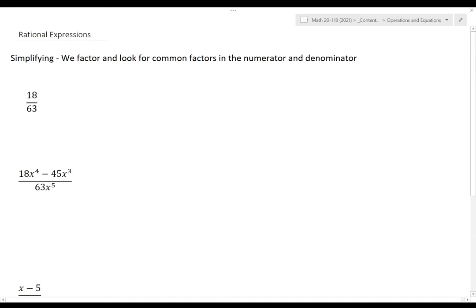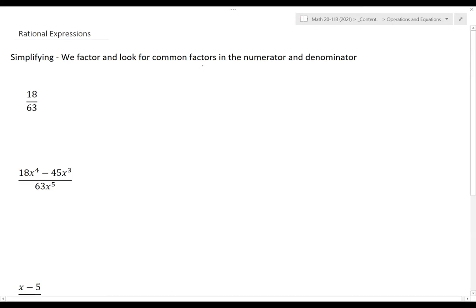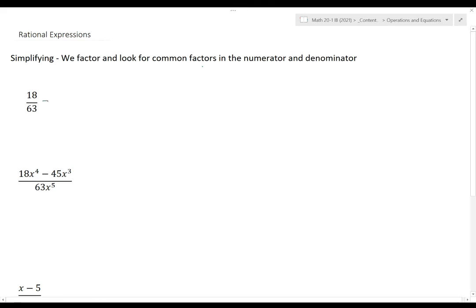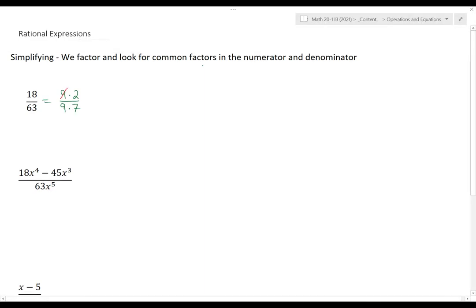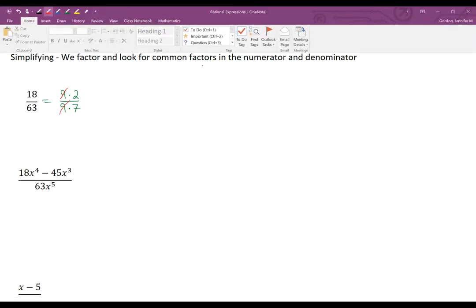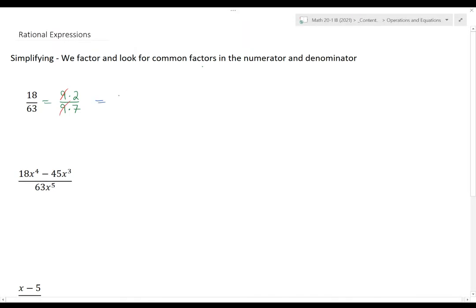Hi everyone. In this video, we're going to look at rational expressions, simplifying and the idea of equivalent rational expressions. So it's like with numerical fractions when we're simplifying, what we are doing is we're looking for common factors in the numerator and denominator. So if we look here at this example of 18 over 63, if I consider that 18 can be written as 9 times 2 and 63 as 9 times 7, then I can clearly see that there is a common factor of 9, which means that this fraction simplifies to 2/7.